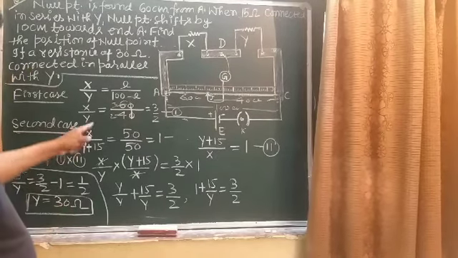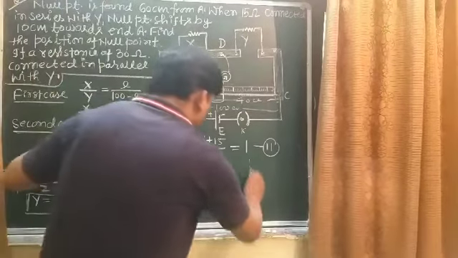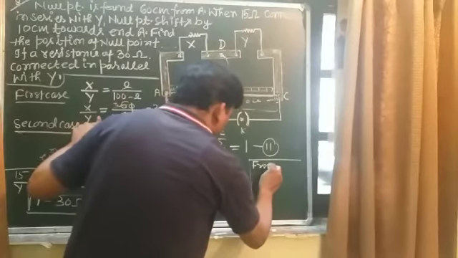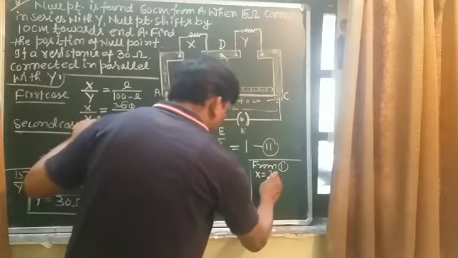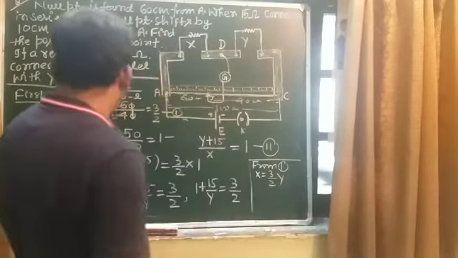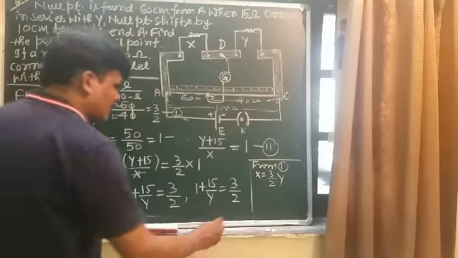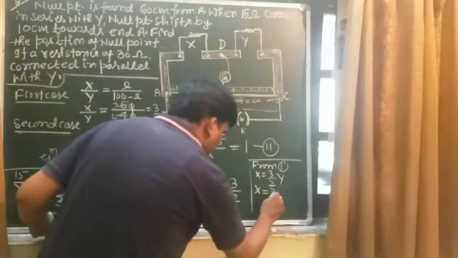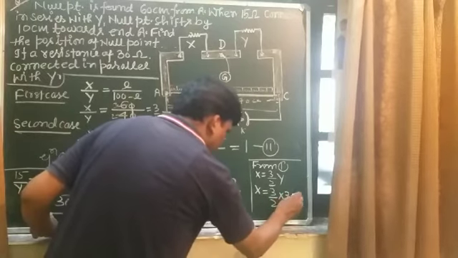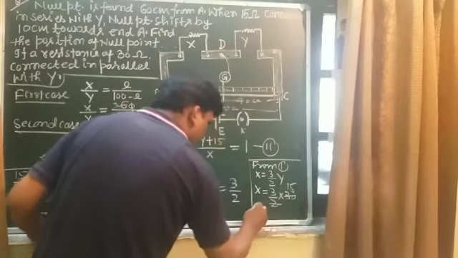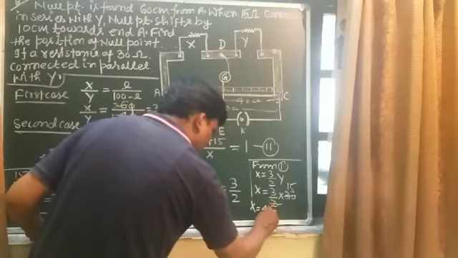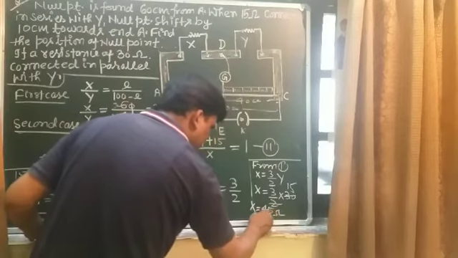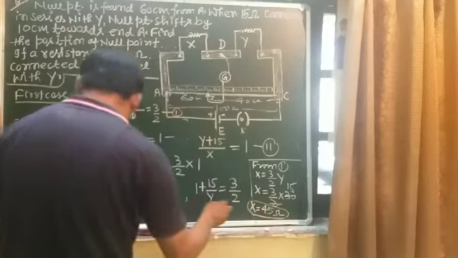And put the value of x in the equation from equation 1. So x equal to 3 by 2 into y, by cross multiplication x by y is 3 by 2, y is 30. So x equals 3 by 2 into 30, which is 45. So x comes out to be 45 ohm. This is the answer for x and y.